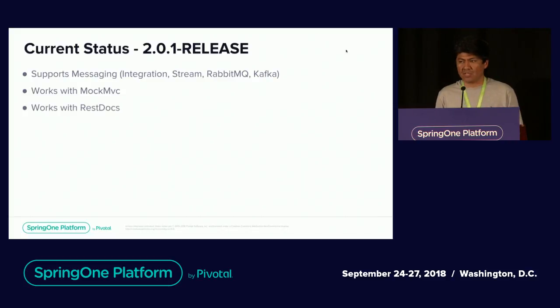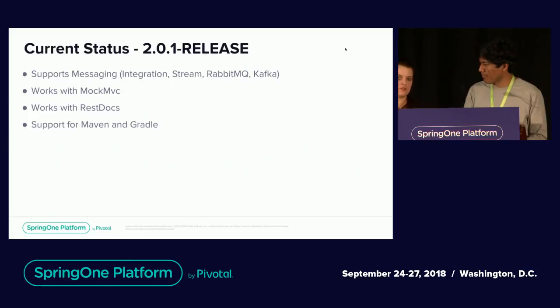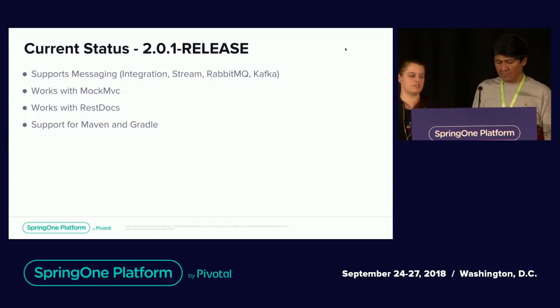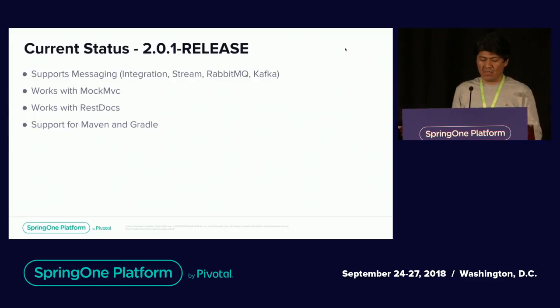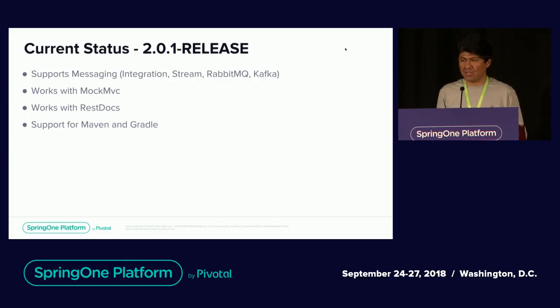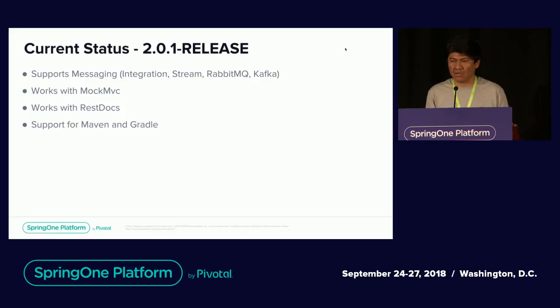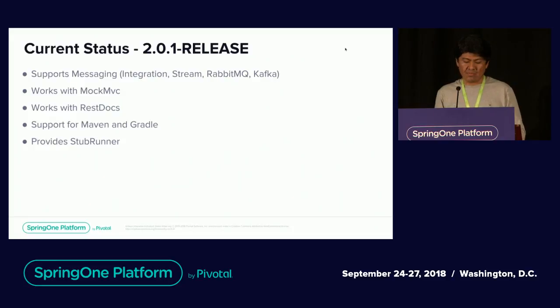There is also integration with Spring REST Docs, and you can document your stubs and your contracts too. You can also generate contracts from REST Docs without any additional effort. Okay. There is also integration with Maven, as we can see in the demo, and there is also integration with Gradle. Spring Cloud Contract provides the right plugins for that. It also provides a stub runner.